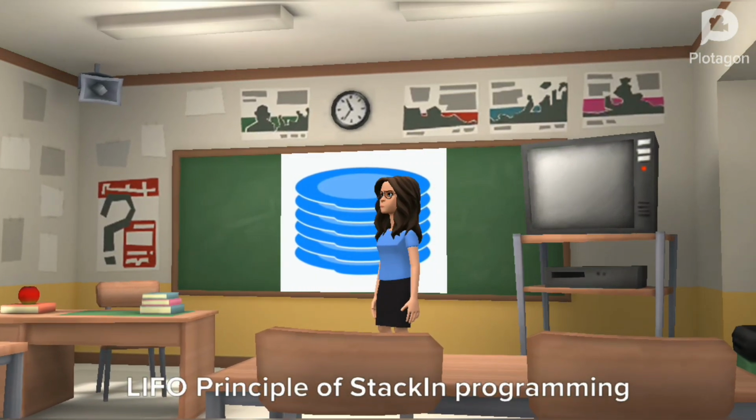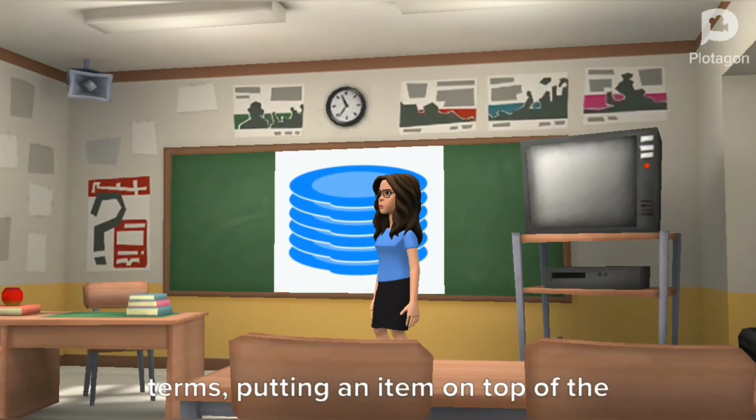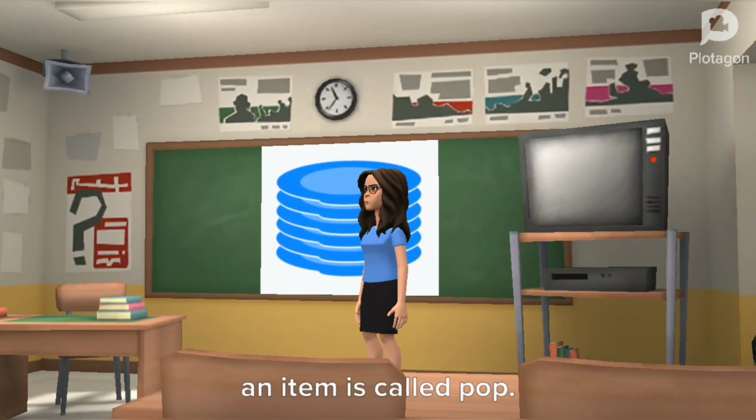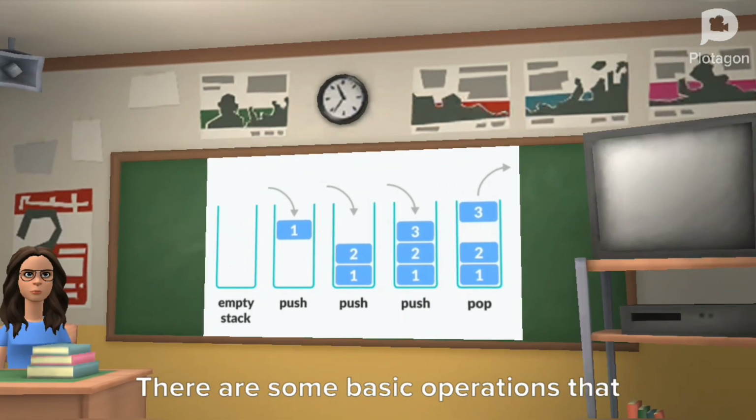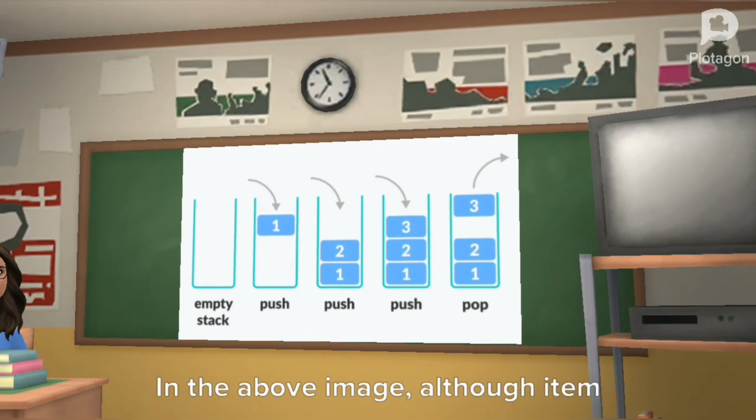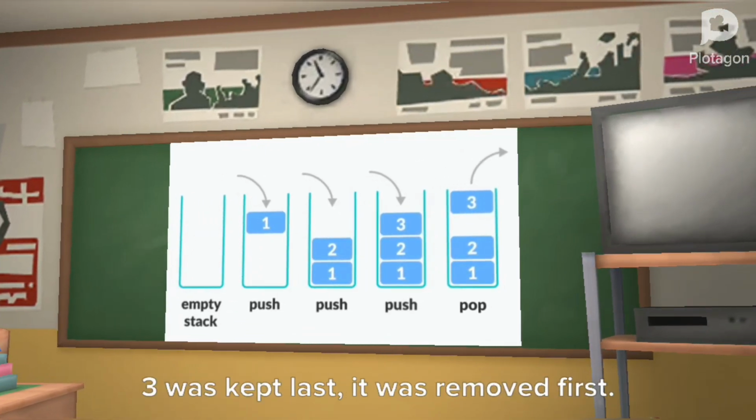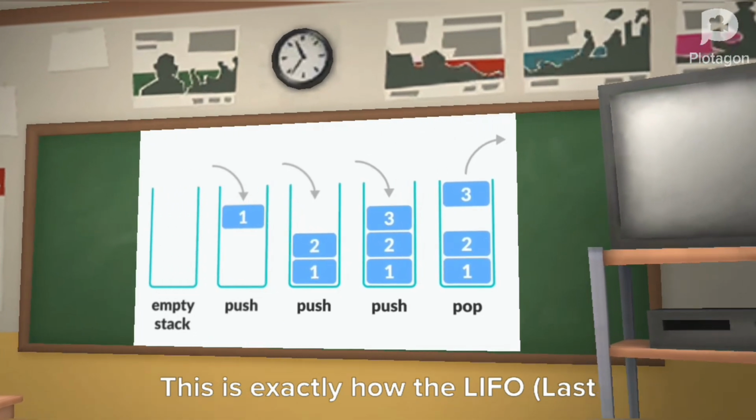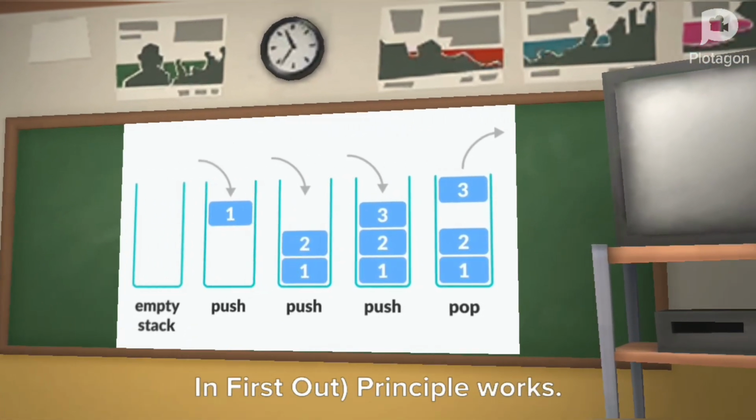LIFO principle of stack in programming terms: putting an item on top of the stack is called push and removing an item is called pop. There are some basic operations that allow us to perform different actions on a stack. In the above image, although item 3 was kept last, it was removed first. This is exactly how the LIFO, last in first out, principle works.